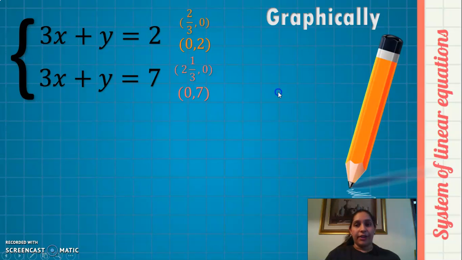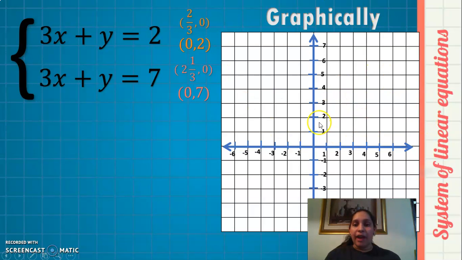Now I solve it graphically. I make my graph and start placing my points. I start with (2/3, 0). That 2/3 is less than 1, so it will be approximately here. Now (0, 2) will be here. I already have my two points for my first equation, and I connect them.